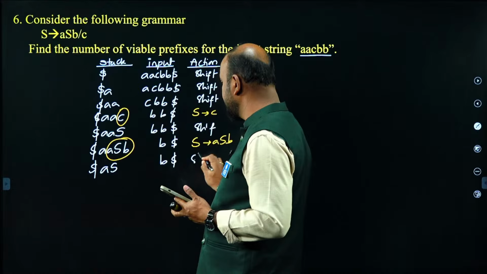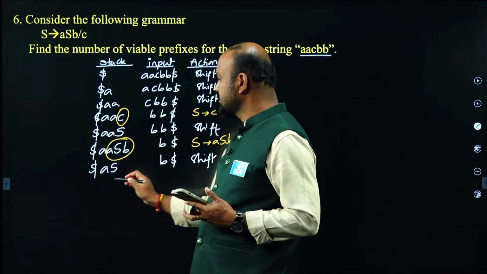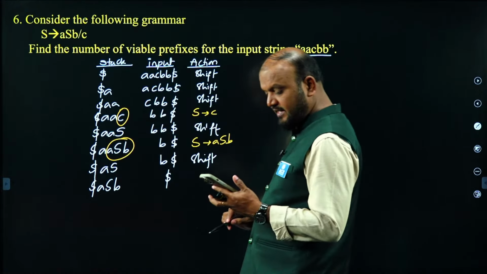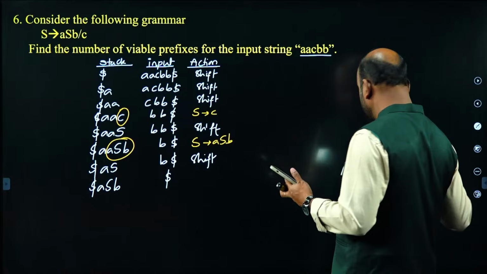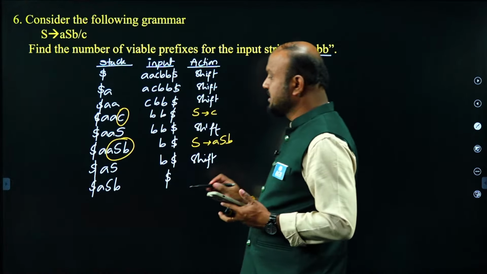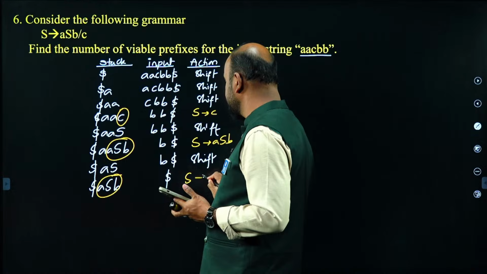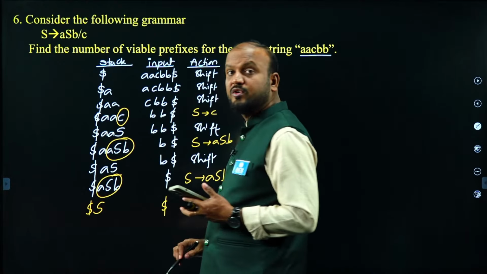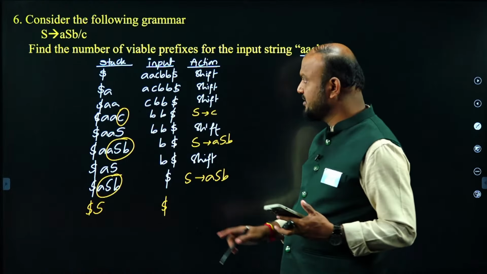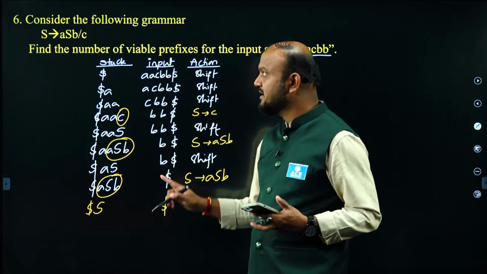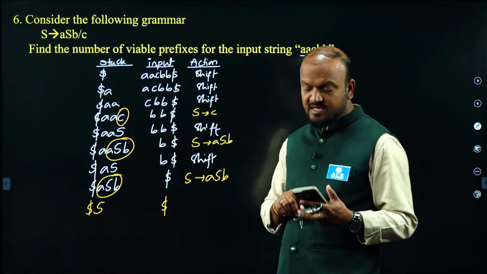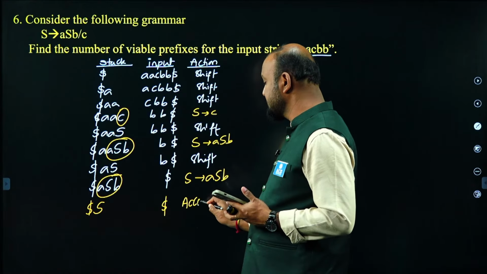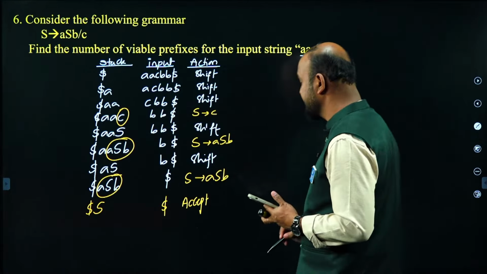$ASB dollar. No handle, then again it has to perform a shift. $ASB dollar. Now it can find a handle. Good, Peter Parker, Isha. And ASB is a handle, that is S is deriving ASB, and dollar, that is replaced with S dollar. Any more handles? No. And what is left in the input? Nothing, means total input is shifted into the stack, and stack left with only starting non-terminal, means reduction of input happened with S. Then parser announces successful completion of a parsing, that is accepted.